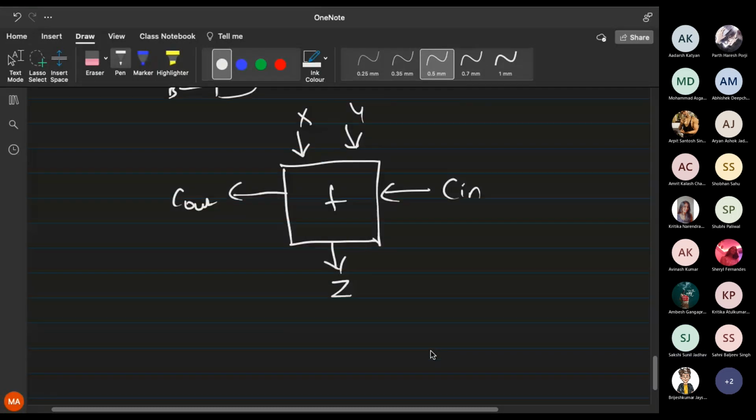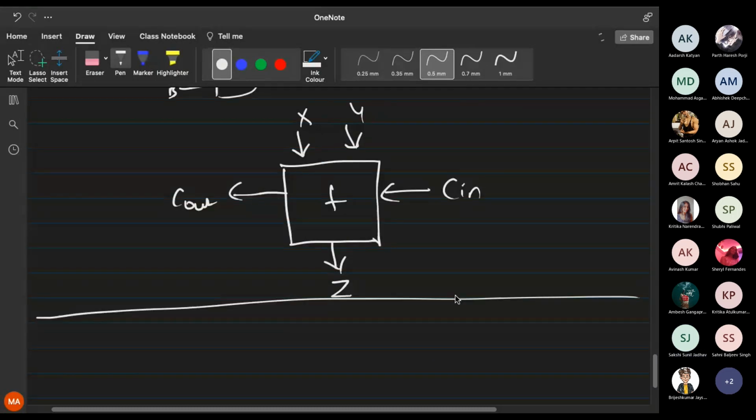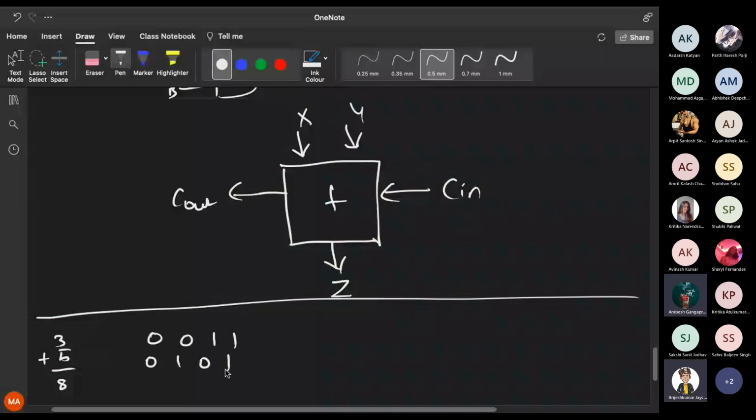Okay. So if it is clear, let me perform the same sum again, which is 3 plus 5, which is nothing but 8. 3 is 0, 0, 1, 1. 5 is 0, 1, 0, 1. Do the addition. 1 plus 1 is... So पहले एक C in लेना पड़ेगा. By default, we'll take it as 0. The first carry we'll take as 0. So 0 plus 1 plus 1. What is the answer?